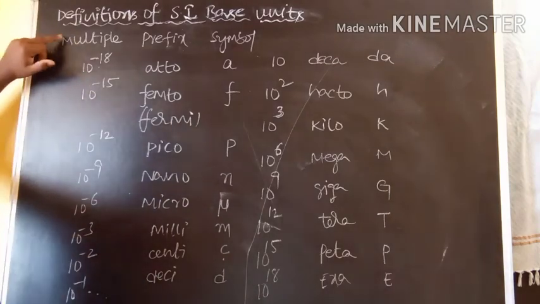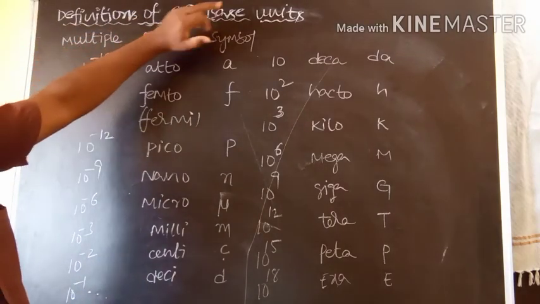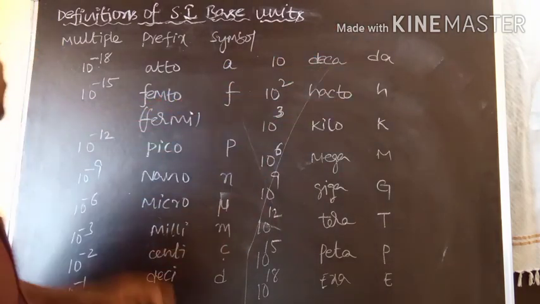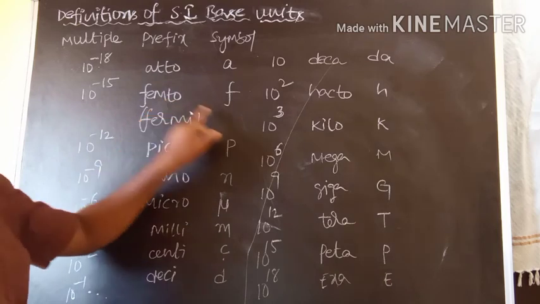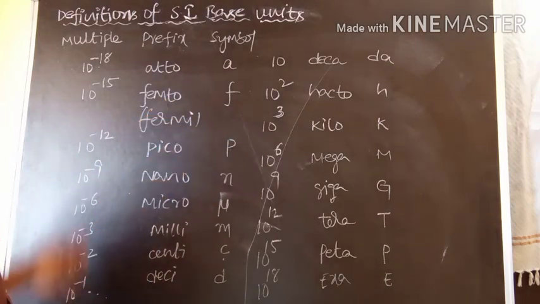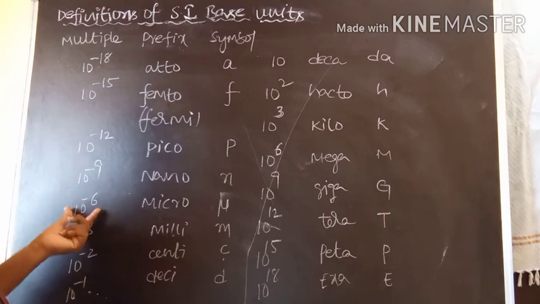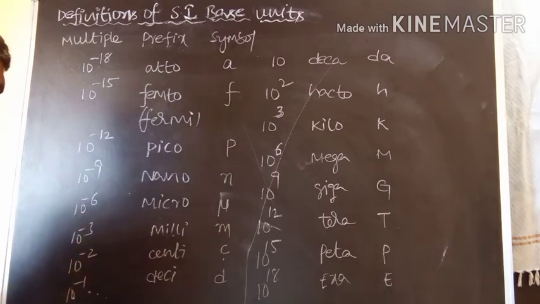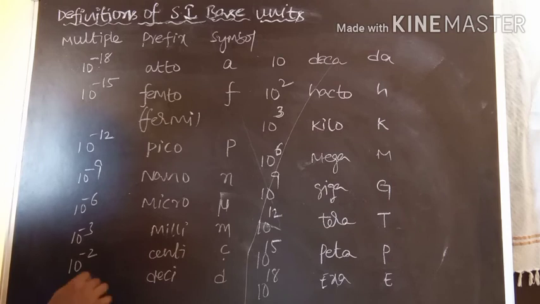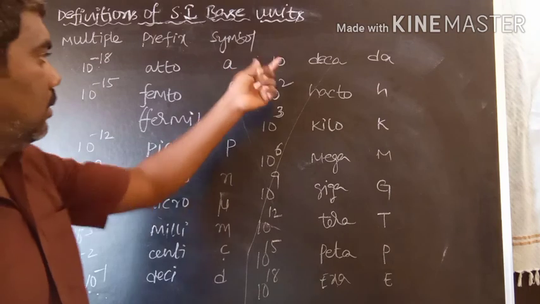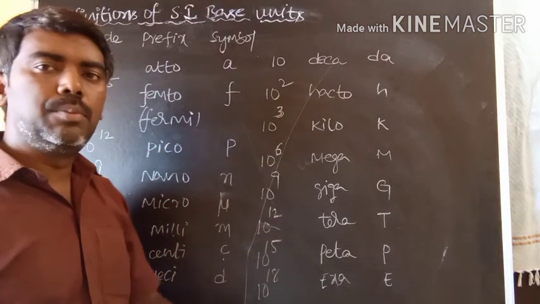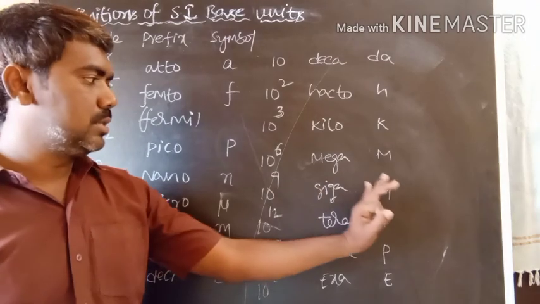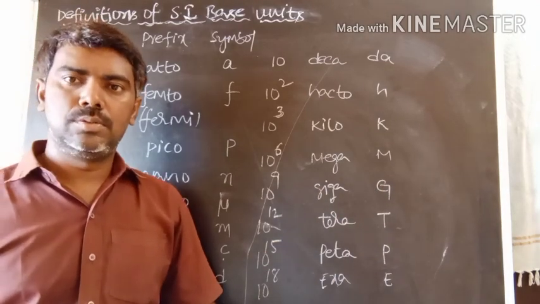Here, majorly the multiple prefix symbol. 10 power minus 18 atto A, 10 power minus 15 femto F. Then minus 12, minus 9, minus 6, minus 3, minus 2, minus 1, then 10, 10 square, 10 cube, 10 power 6, 10 power 9, 10 power 12, 10 power 15, 10 power 18. Respective prefixes and respective symbols.